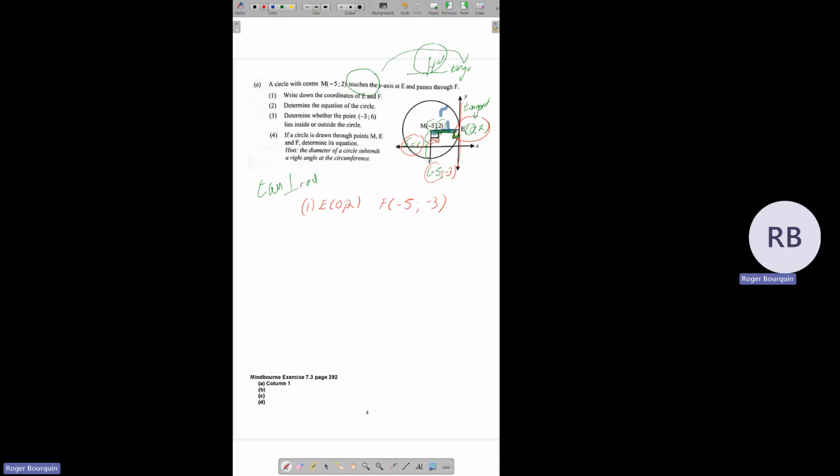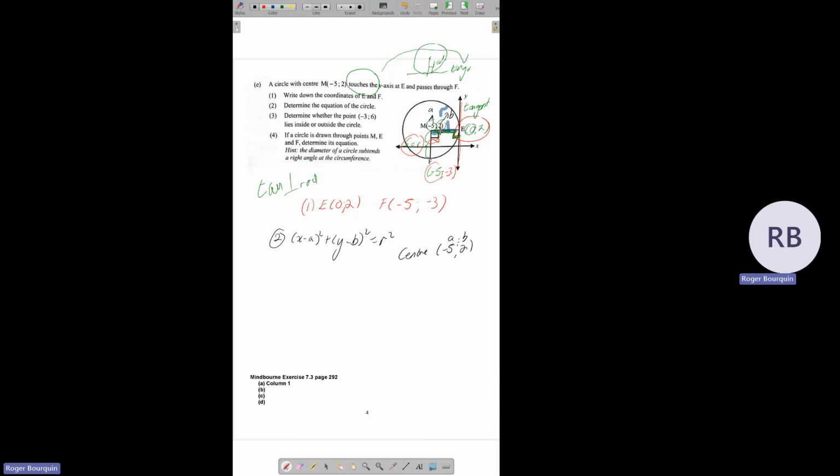Determine the equation of the circle. Well, how do I go about this? It's nothing new. How do I find the equation of the circle? Remember, first write the general formula down. I've got (x minus a) squared plus (y minus b) squared is equal to r squared. Do I have the center? Yes, I do. So a must be -5 and b must be 2. So my center is -5, 2. So that's a and that's b.